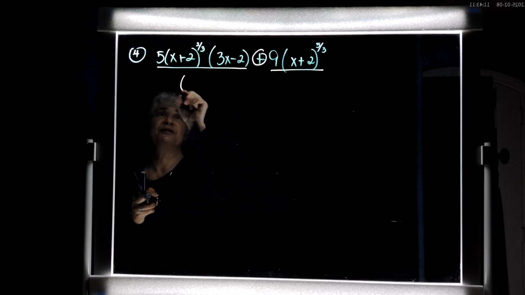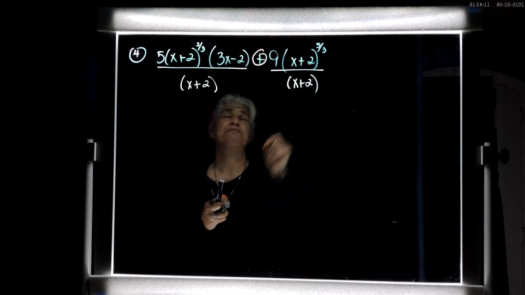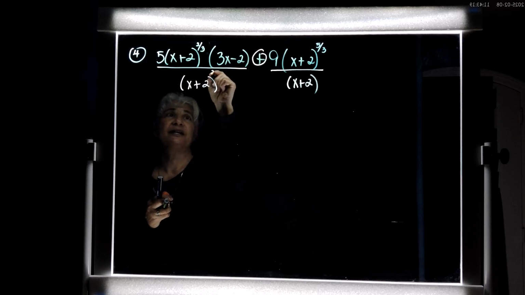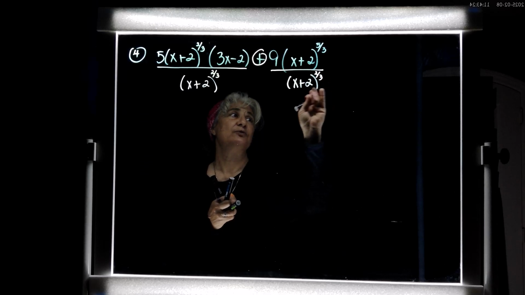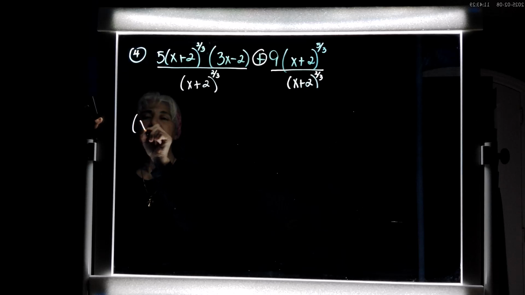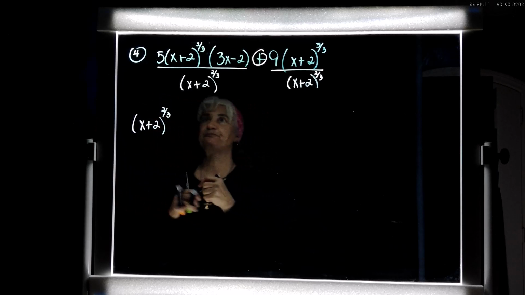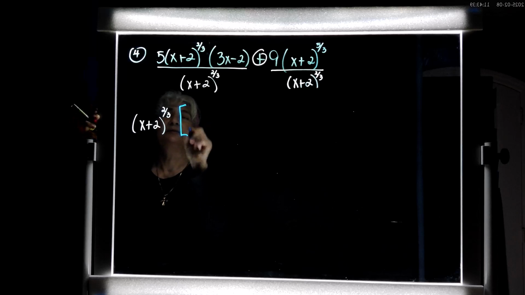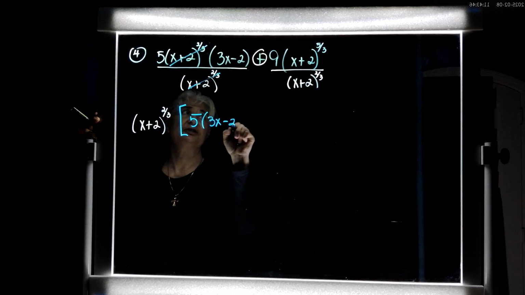I noticed that the parenthesis x plus 2 is in common, so I'm going to divide out this parenthesis. And I decided to divide out to the 2/3 power because it's the smaller of the two powers. Did we agree? Yay! Okay, let me catch up to you. Hold on. Okay, so you took out the x plus 2 to the power of 2/3. Let's see what remains. First term, you definitely have the 5. These guys dropped out completely. And you have 3x minus 2.